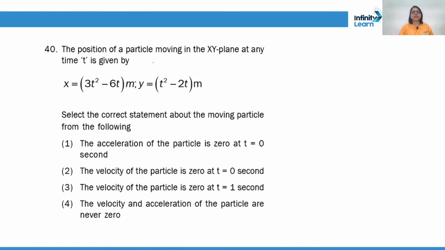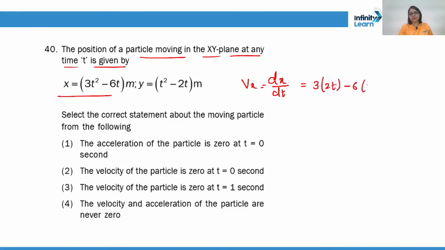Question number 40. The position of a particle moving in the xy plane at any time t is given as x equals 3t square minus 60 meter and y equals t square minus 2t meter. Select the correct statement about the moving particle from the following. So we need to find the velocity at t equals 0, 1 and acceleration at t equals 0. If you differentiate x with respect to time, you will get velocity along the x-axis, which is the differentiation of 3t square minus 60, which is 3 times 2t minus 60 times the differentiation of a constant. So this is 6t.